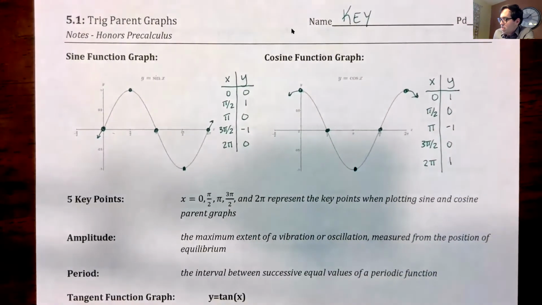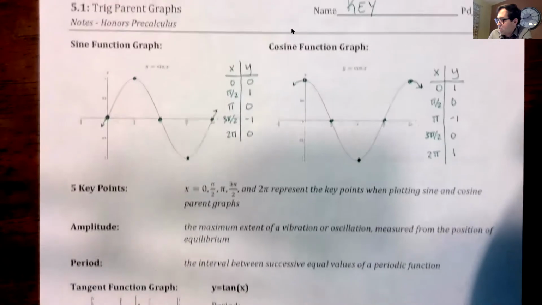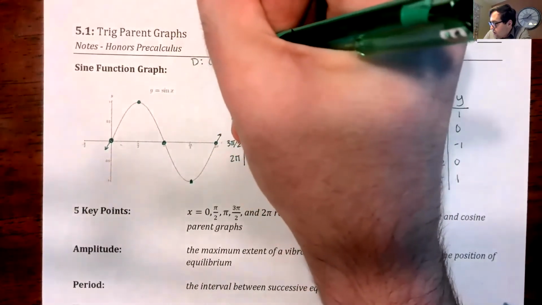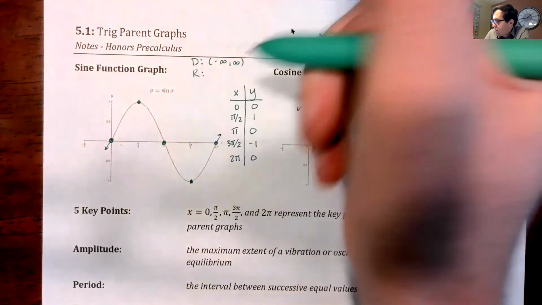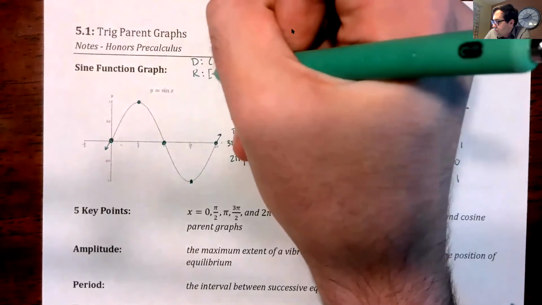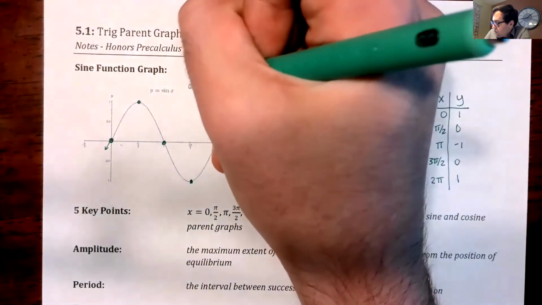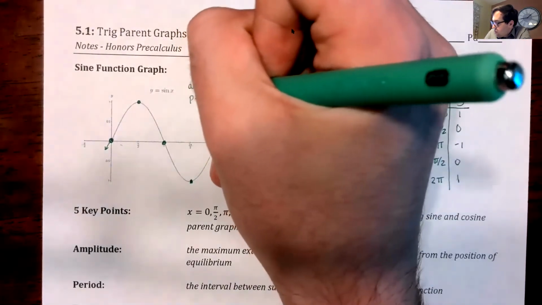Okay, so that's what we want to remember. We could also write down the domain. We can write down the range for these. Let's actually do that. We did see that the other day, but I think it's going to be good to have it in our notes. So for sine, the domain we know is all real numbers. The range is from -1 to 1. The amplitude is 1. And the period is 2 pi.